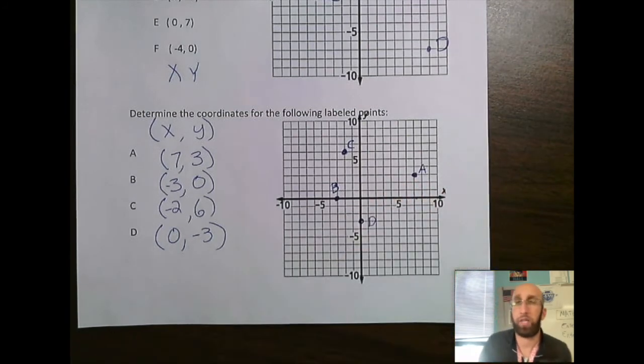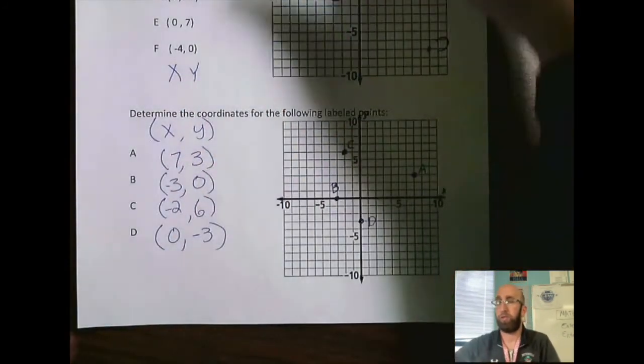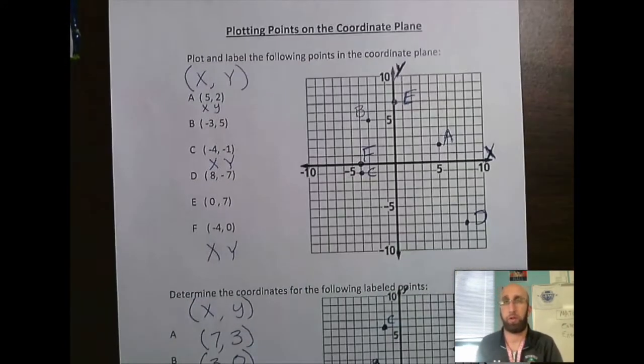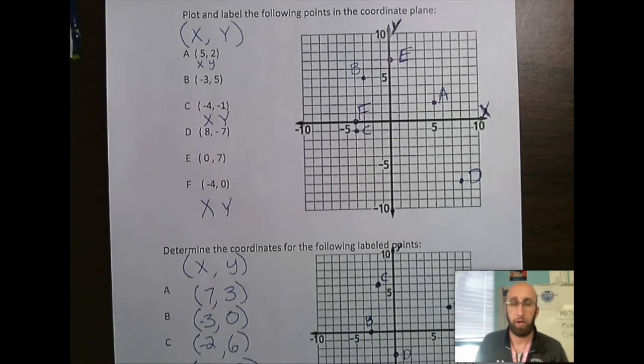That's taking points that are already plotted and working backwards to find their coordinates. So that was your quick overview on plotting points on the coordinate plane, either taking a point and plotting it or having a point and coming up with the coordinates.